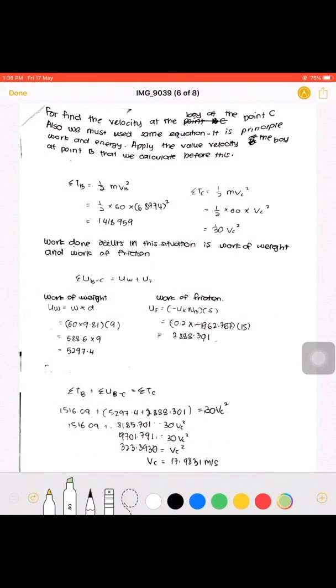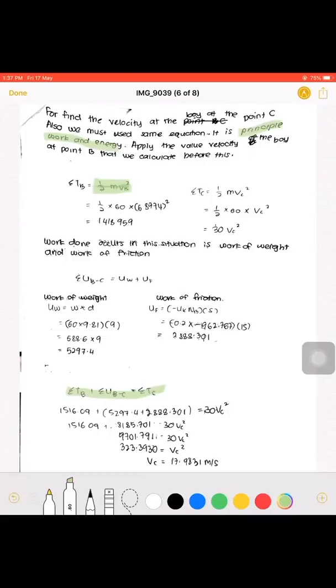After we get the velocity at point B, we must find the velocity of the boy at point C. We use the same method, which is the principle of work and energy. This principle of work and energy equation is: the initial kinetic energy at point B plus the external work done on the particle by the forces equals the final kinetic energy of the particle at point C. So, firstly, we calculate the kinetic energy. The kinetic energy formula is 1 over 2 mv squared.